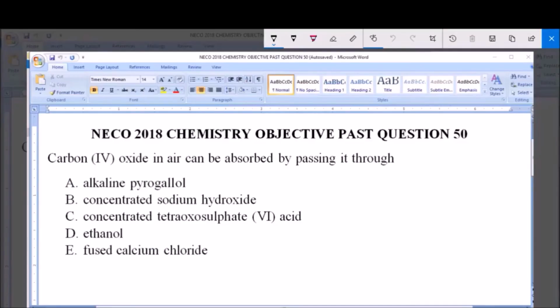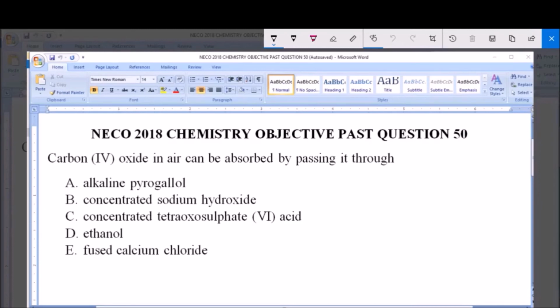I will be answering NECO 2018 Chemistry Objective Past Question 50. Carbon(IV) oxide in air can be absorbed by passing it through: A. Alkaline pyrogallol, B. Concentrated sodium hydroxide, C. Concentrated tetraoxosulfate(VI) acid, D. Ethanol, and E. Fused calcium chloride.